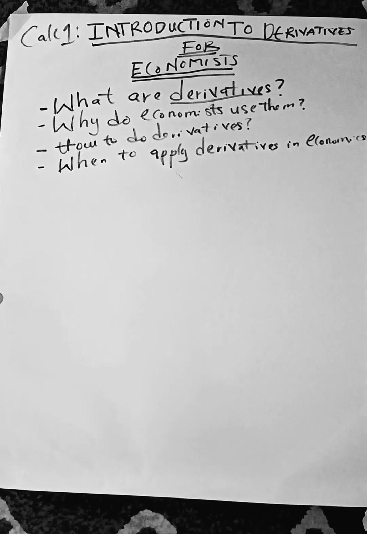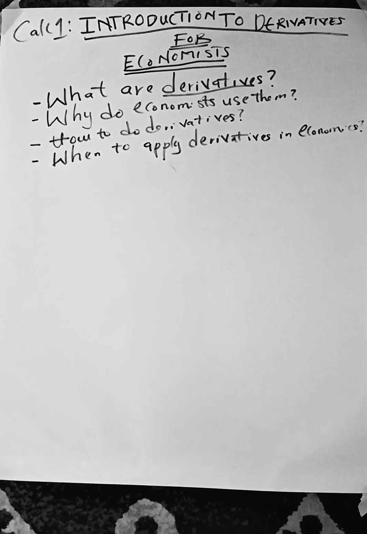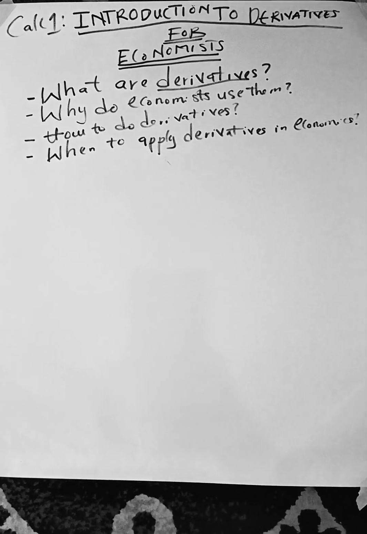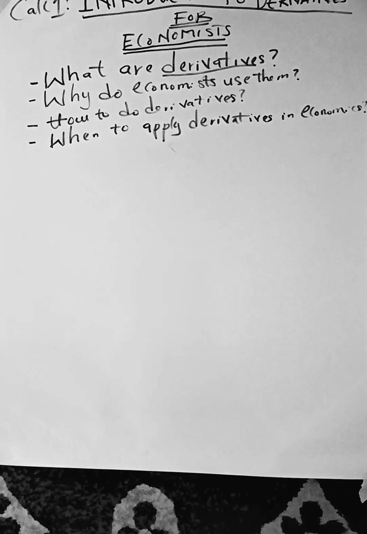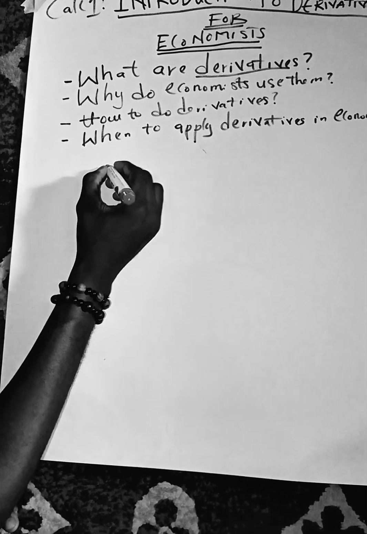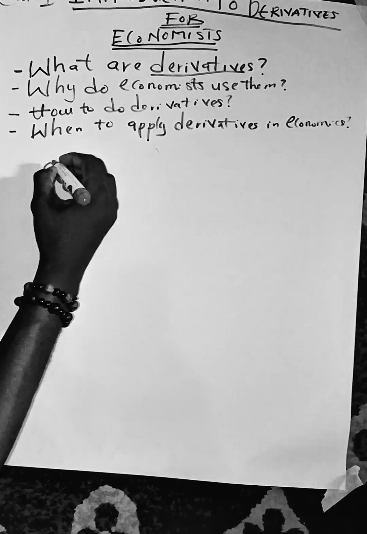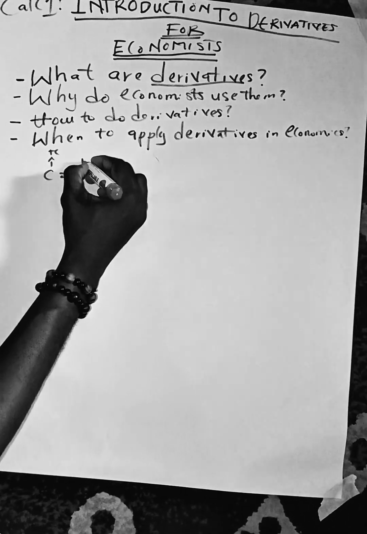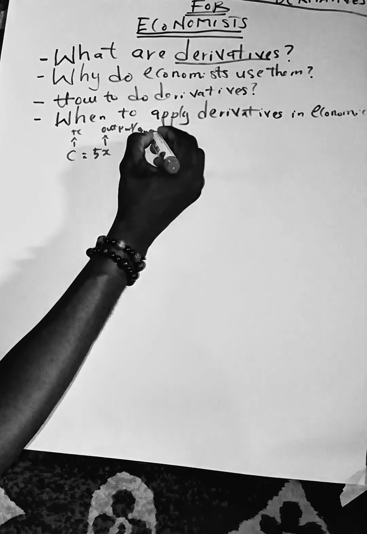So why do economists use derivatives? It's because derivatives are very accurate tools to measure change in economics, and in economics we are primarily concerned with a lot of change. For instance, let's take a firm. Let's say the firm's cost function is C equals 5x, where C is the total cost and x is the output or quantity produced.